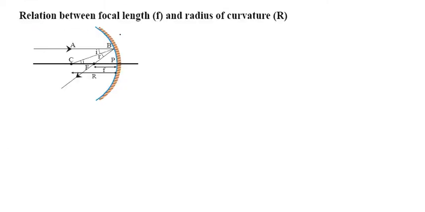Now the relation between the focal length f and the radius of curvature capital R. You can see here the ray diagram. Suppose it is the P. Here you can say AB is the incident ray, and after reflection it will pass through the focus. Angle ABC is equal to angle FCB by law of reflection.